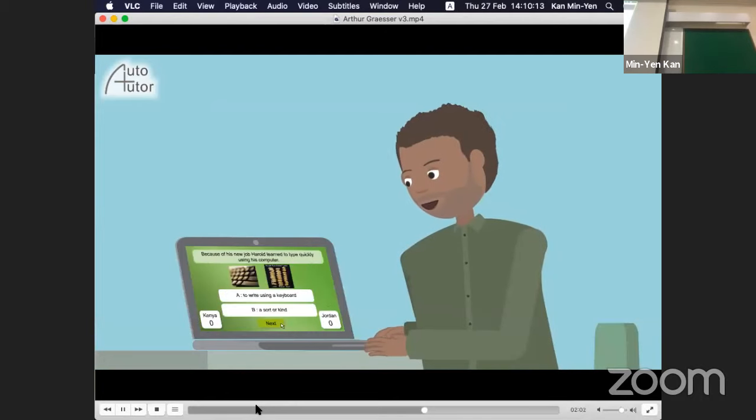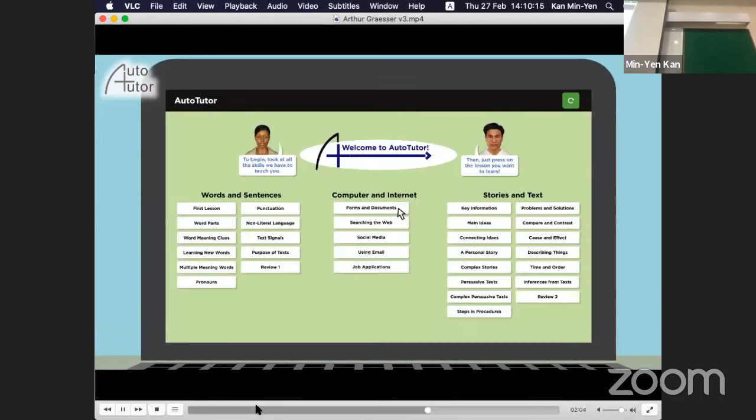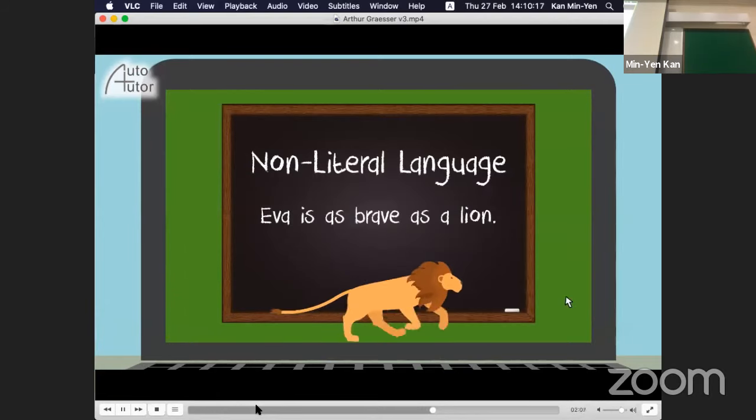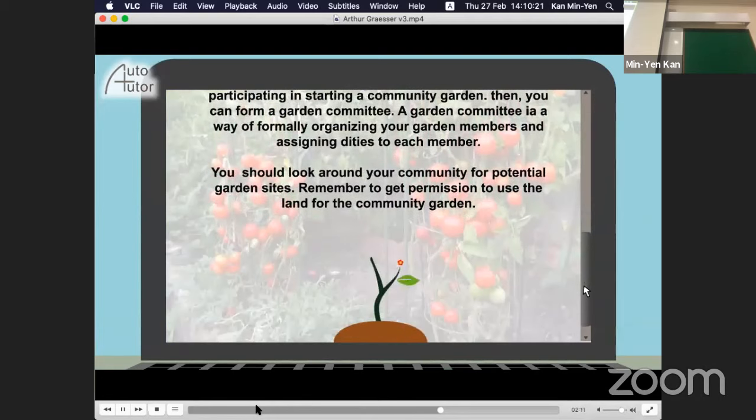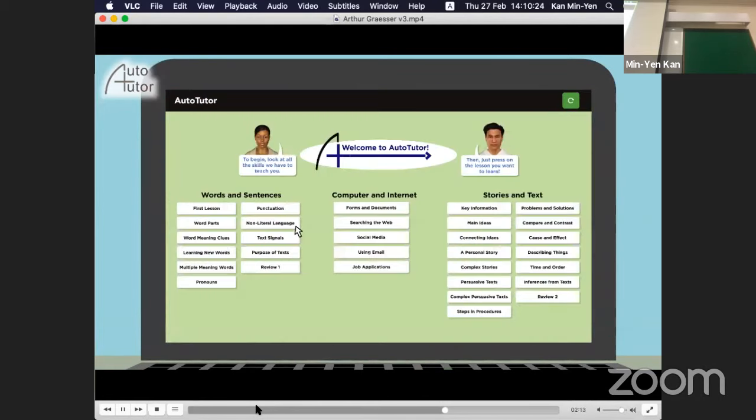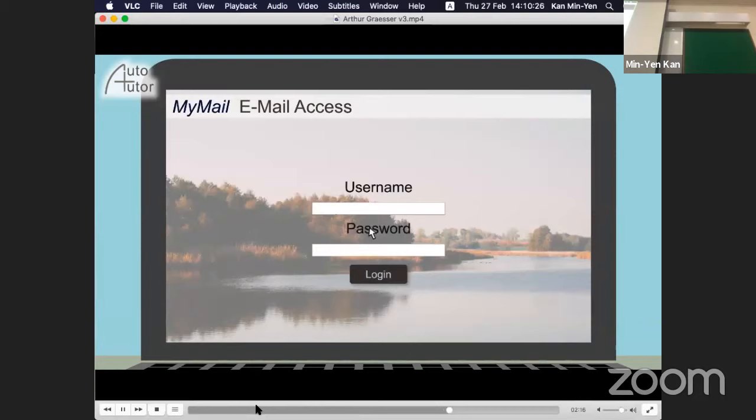Here is an example of a word level lesson. A sentence level, a text level, and one at the digital level.